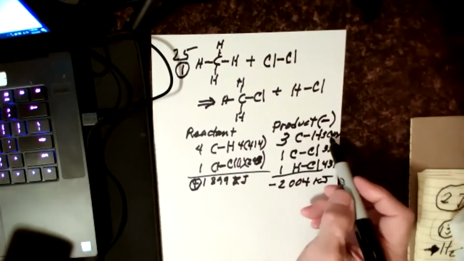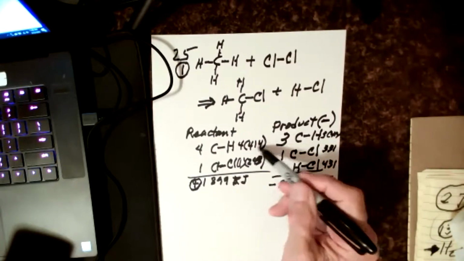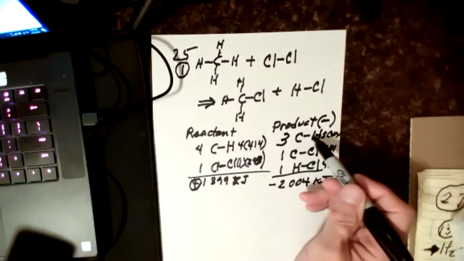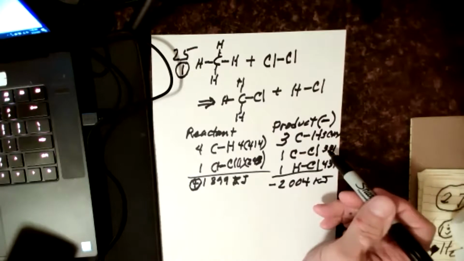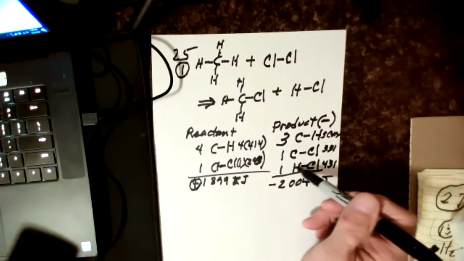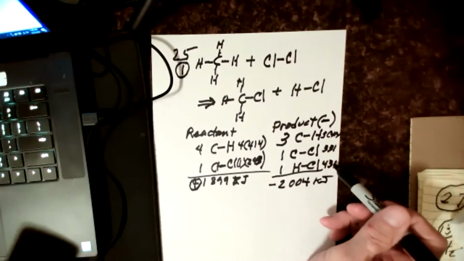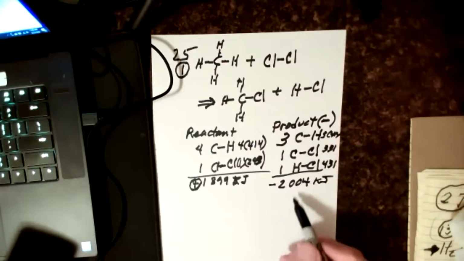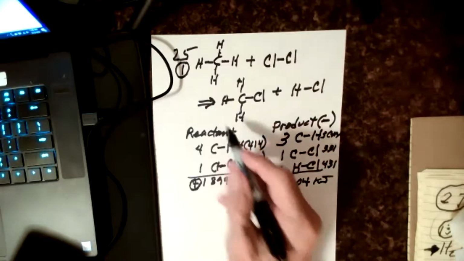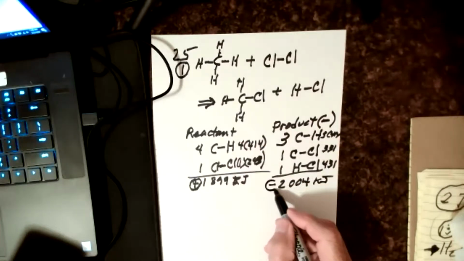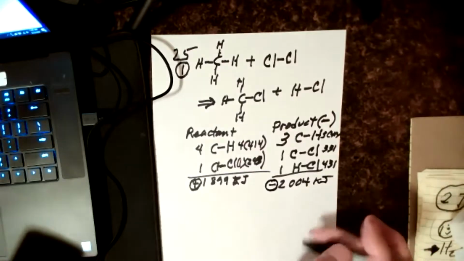I had 3 times 414 again for the carbon hydrogen bonds, and I would have one carbon chlorine bond is 331 and one hydrogen Cl bond is 431. So I add all that together, I get 2004 kilojoules in the product bonds. These are being formed, that liberates energy when you give off a bond.